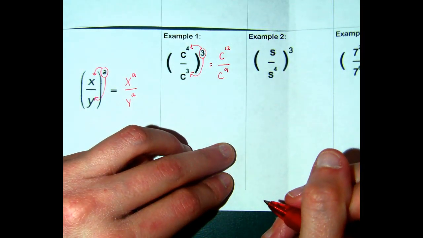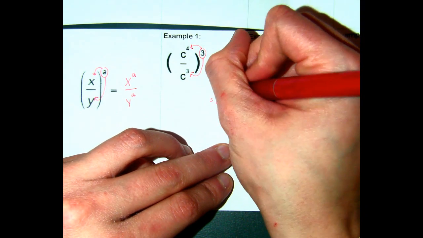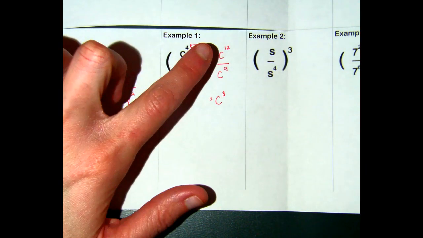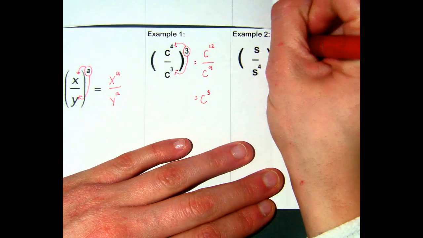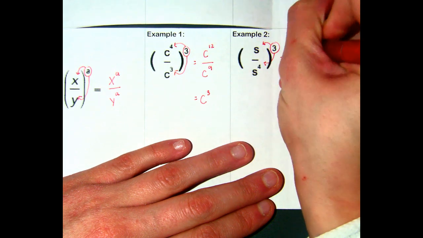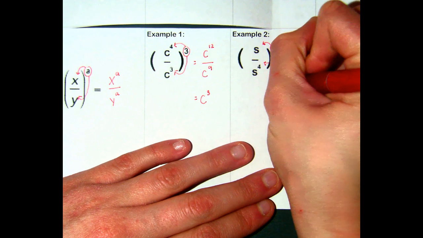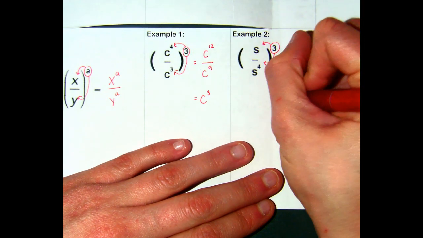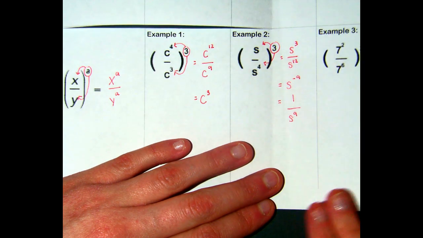Now we need to use the rule we just learned. c, 12 minus 9 is 3. C to the 3rd power. We won't always be able to simplify these, only if it's the same base, remember. Okay, so next, that is s to the 3rd over s to the 12th. So s, 3 minus 12 is negative 9. That means I need to put it in the denominator of a fraction, 1 over s to the 9th.